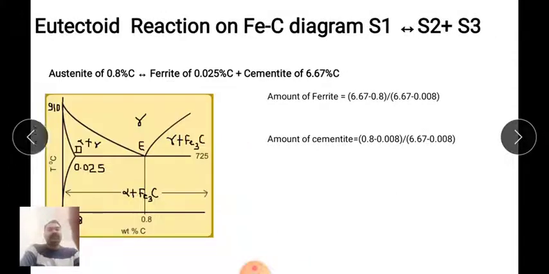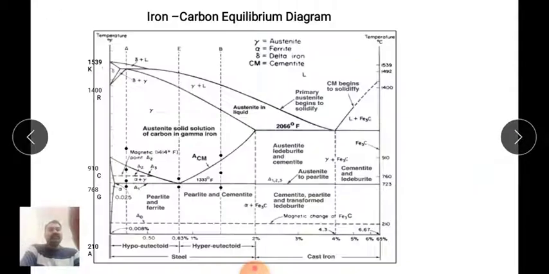Means what we are doing, we are doing the enlarged view of this section for the peritectic reaction, and the enlarged view of this section for the eutectoid reaction. Suppose we are going to explain the eutectic reaction. In that case we are drawing the enlarged view of this section.